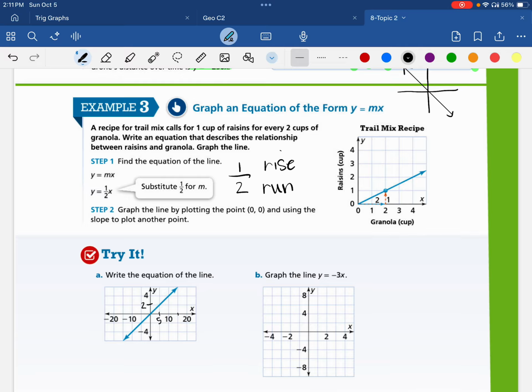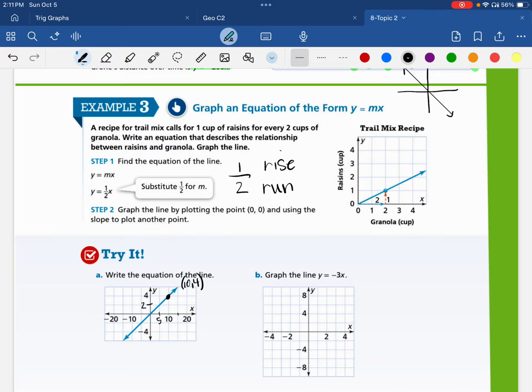If they don't have points labeled on here, then you want to pick where the line is going through a nice intersection of the grid lines. And there's several on here that we could use. I would maybe go with this point at 10, 4.